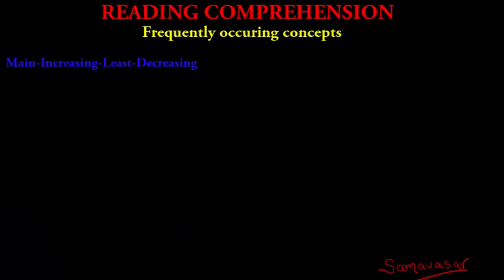The next concept is this thing about main, increasing, least and decreasing. Many times in the passages we are asked what is the main cause for something happening, or that in the recent past this has been increasingly a reason for something happening. So to understand the difference, let us draw a graph.